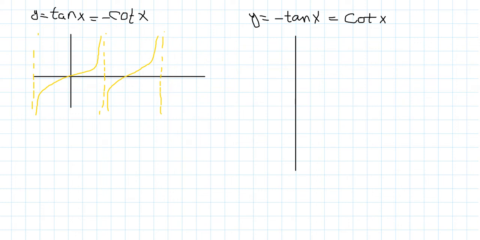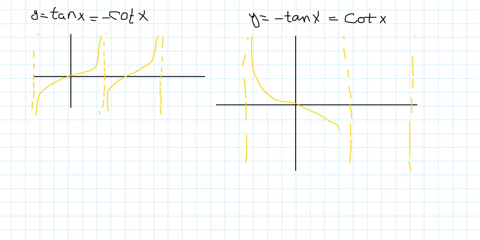Let's draw better. These are my asymptotes. This is the whole shape of the graph of y equal minus tan x or cot x. Now let's solve an example.